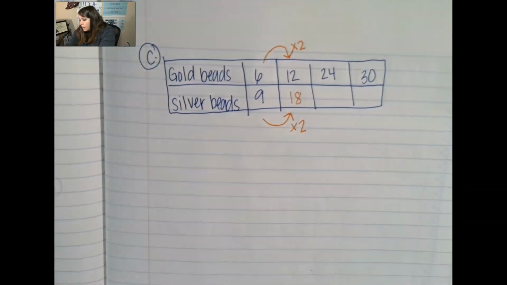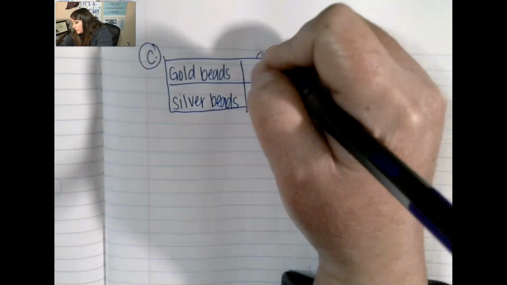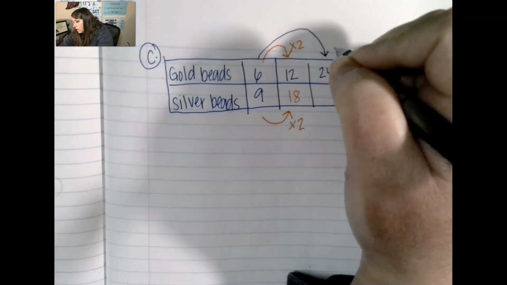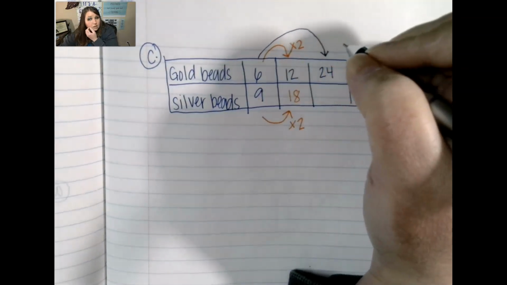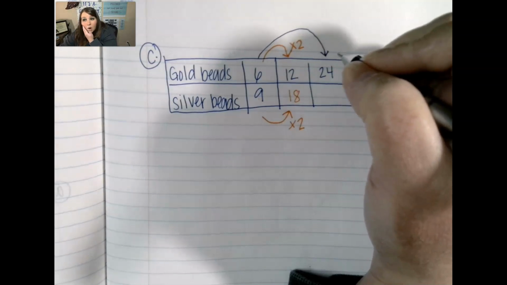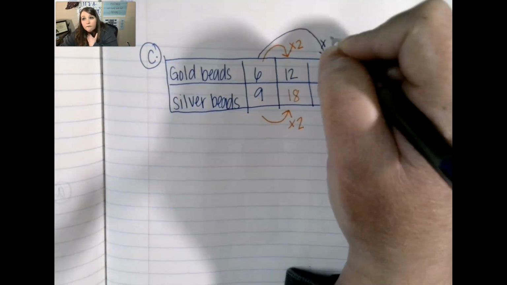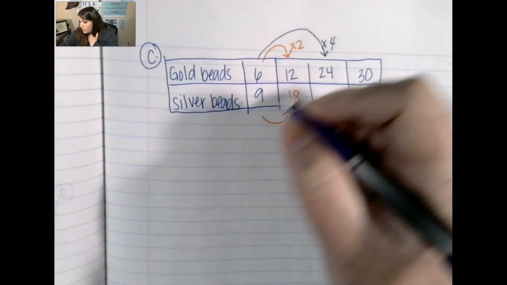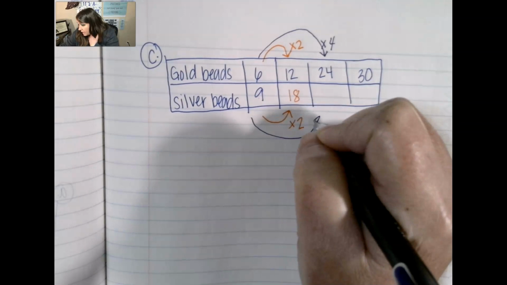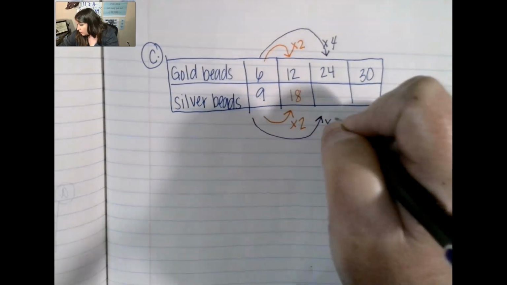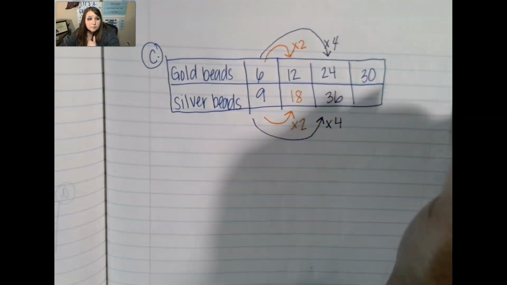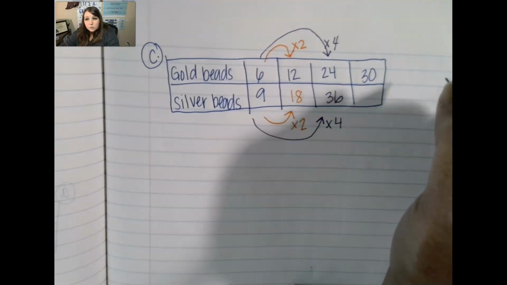On our next one, we're moving from 6 to 24. How do I get from 6 to 24? Well, on this one, we're going to multiply by 4. 6 times 4 is 24. So on the bottom, 9 times 4 is going to give us 36. So 36 would be our next one.